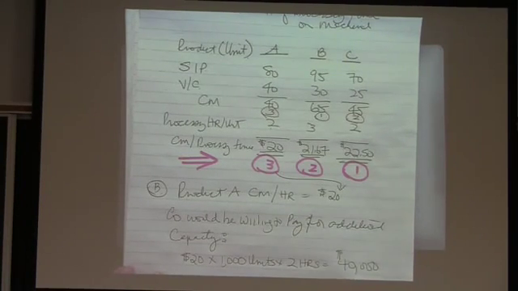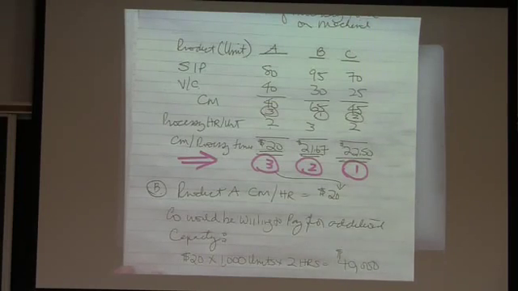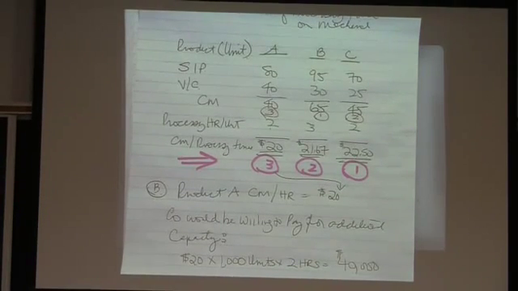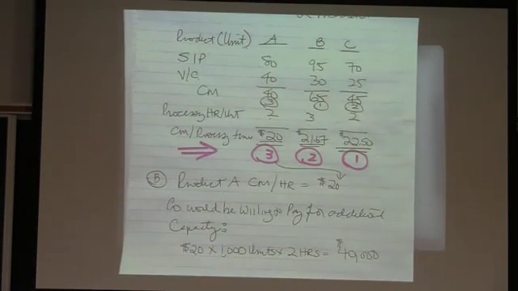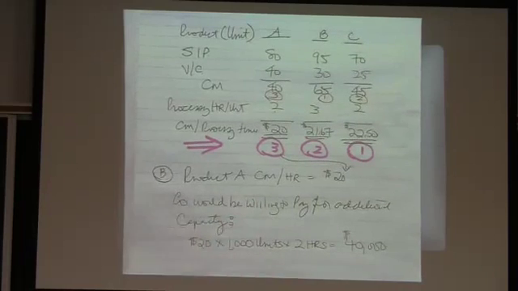So this is how much I am willing to pay for an additional 1,000 units if I'm going to produce in excess of the capacity. It can't be B and C because we assume that we get those within our production capacity. It's really the contribution margin for producing product A.